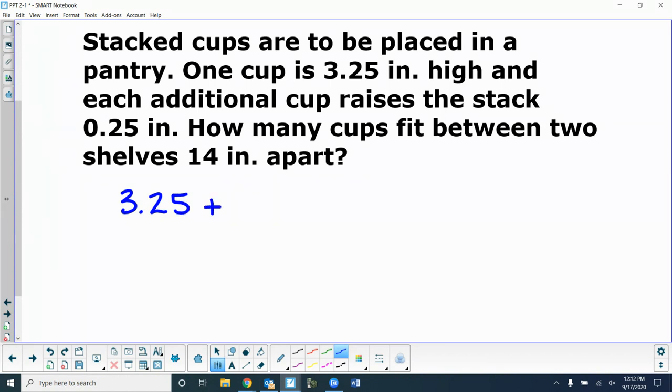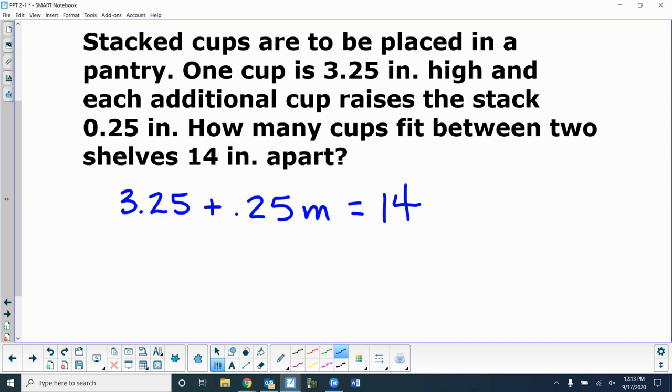Plus 0.25, yeah, and a variable. What do you want to use? M. Okay, equals 14. That's all. We okay with that? Then from there, you guys know how to solve it, right? Okay, I think the answer is 43, right? Yeah. So 43 cups we could stack on that shelf and be able to fit between the next shelf up. Questions? Everybody follow so far?